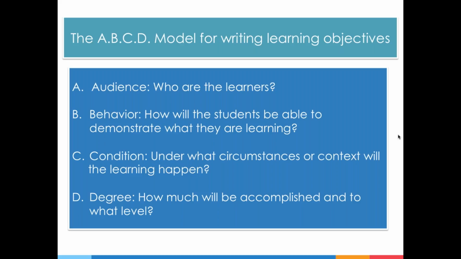B stands for behavior, which is how will the students be able to demonstrate what they're learning. So this is really where we start putting into play what we will be teaching and how we're measurable. I want you to think, when you think of behavior, what is the measurable behavior? Or what is the action verb behind what you want your students to be able to do?